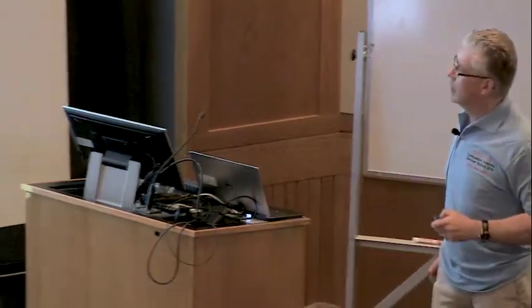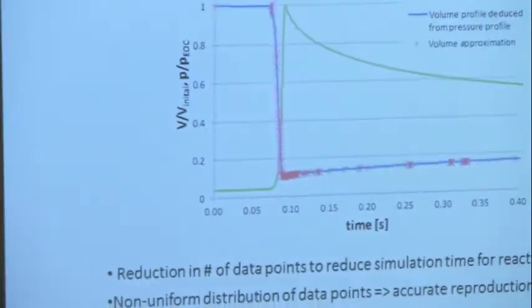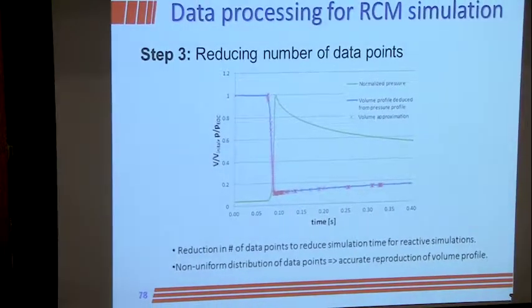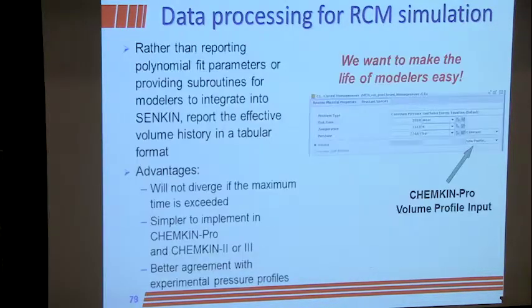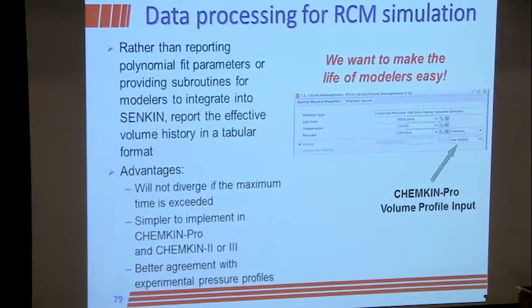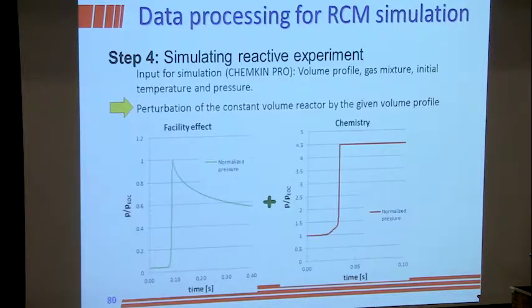Okay. And so we take, there's no point in taking multiple points along this curve because the volume here and the volume here are the same. So we take enough volume points so that we have enough detail to provide the input for the simulation. And then that input is used in ChemChin as a volume time history, so that we can then extract the chemistry.